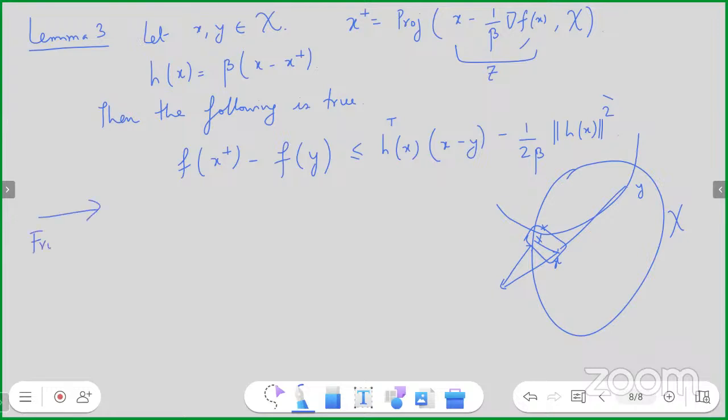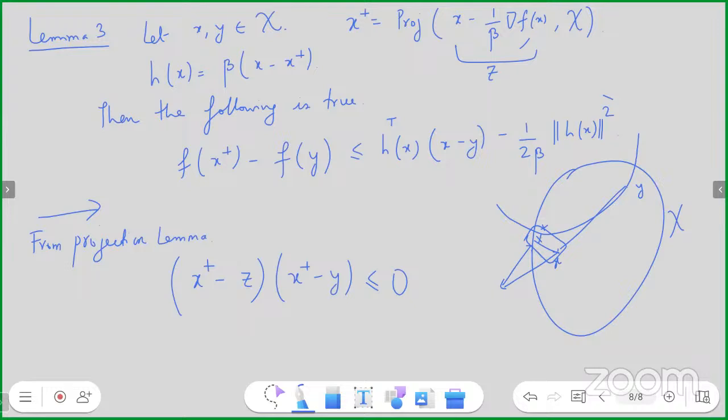I'm calling it the projection lemma. What can you tell me? Just verify this is fine: x minus z times x plus minus y will be less than or equal to 0. What is x plus? Projection of z. So projection of z minus z multiplied with projection of z minus y, which is lying inside the set chi, so this better be less than or equal to 0.